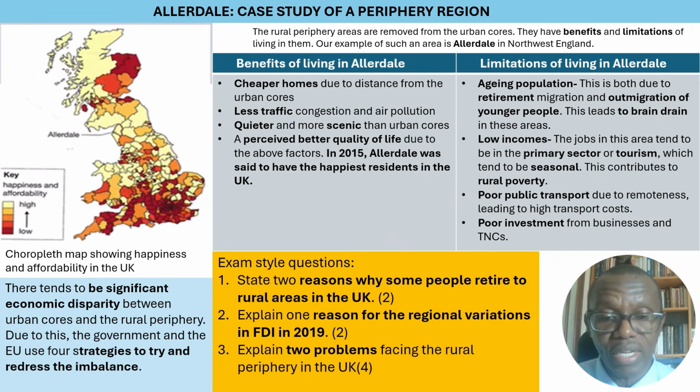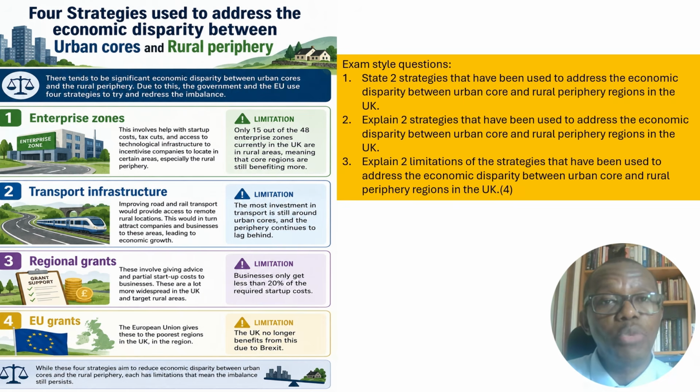So we have seen that there tends to be economic disparity between the urban cores and the rural periphery. So the government obviously comes up with strategies to try and address this disparity, or these differences. And the first strategy that is used is enterprise zones.